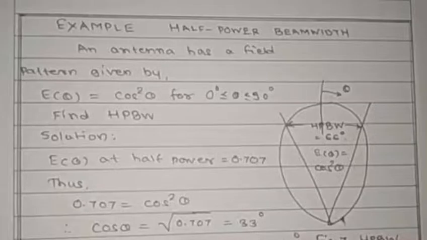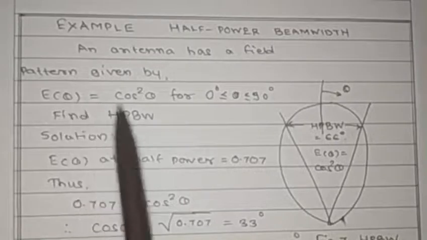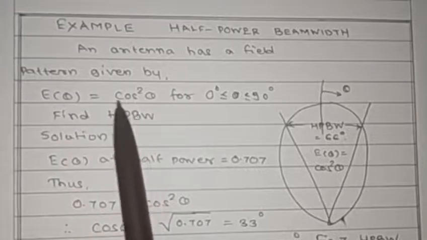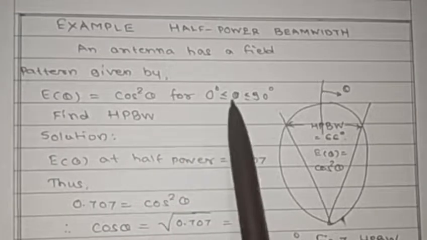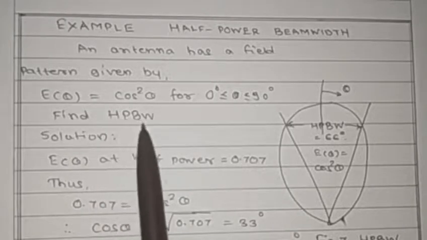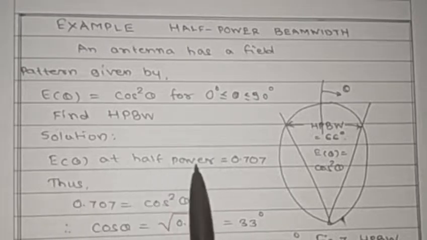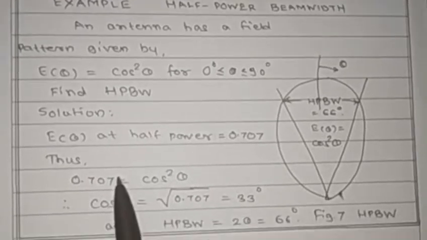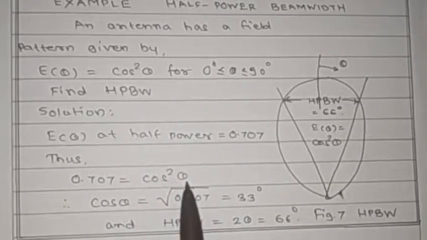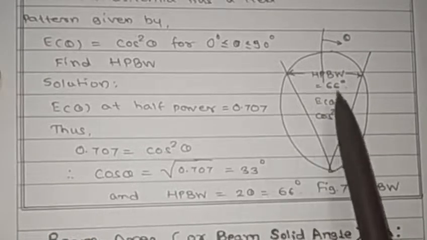Now see this example in which an antenna has a field pattern given by E of theta equal to cos square theta. We have considered only one angle parameter, theta, and the value of the radiation pattern is cos square theta. Theta is varying between 0 to 90 degrees. To find the HPBW, which is the half power beam width, the value of E theta at half power is 0.707. So E of theta, which is 0.707, is equal to cos square theta. If we compute the value of theta, we get 33 degrees, which is on one side.